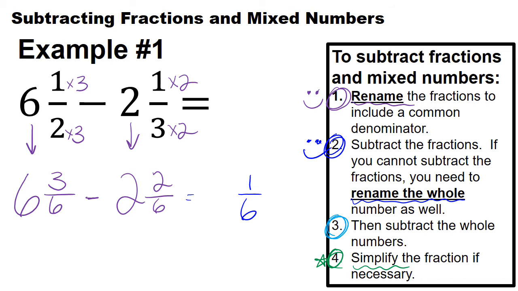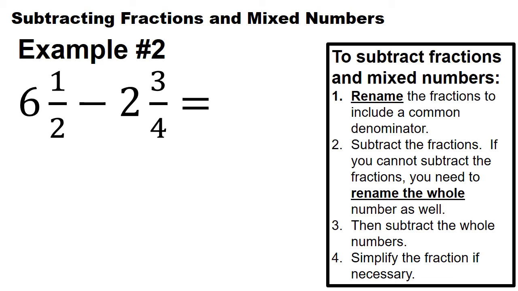So now let's go ahead and subtract our whole numbers. So 6 minus 2 is equal to 4. Give yourself a smiley face for step three. And last but not least, we're going to simplify. And good news for us, our fraction is simplified. So we can say that 6 1/2 minus 2 1/3 gives us 4 1/6.